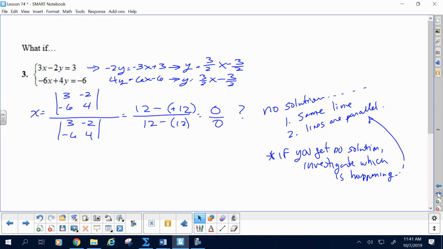Is it because the lines are the same or because the lines are parallel? If they're the same, then everything is the same. But if they're parallel, then only the slopes will be the same. Yeah?